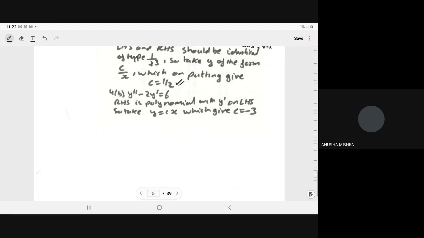Okay, sir. Let us have this equation, y double dash minus 2y dash is equal to 6. So 6 is what? It is a polynomial.